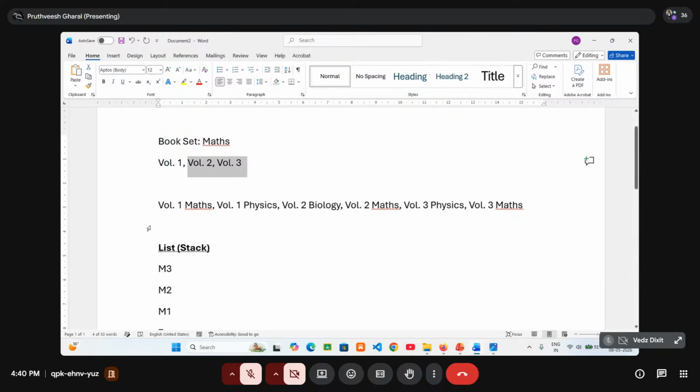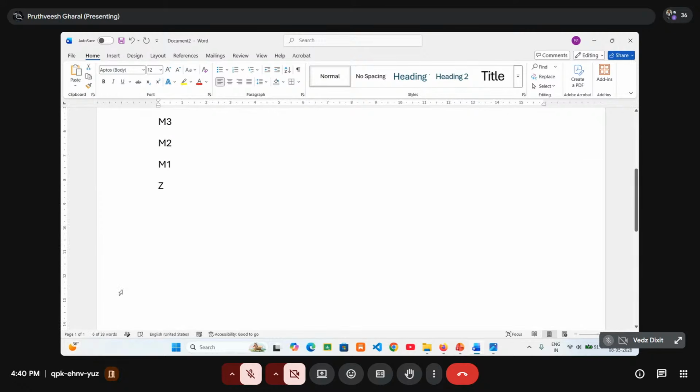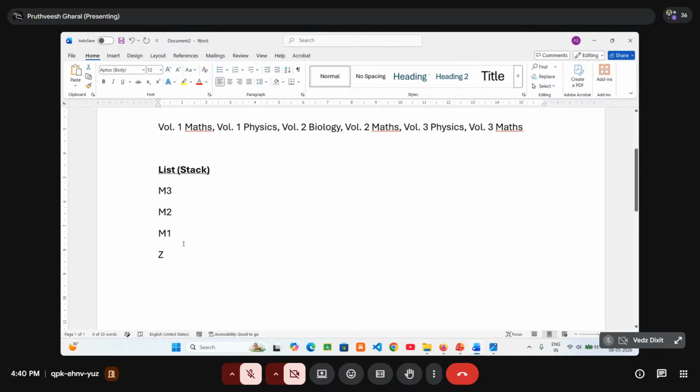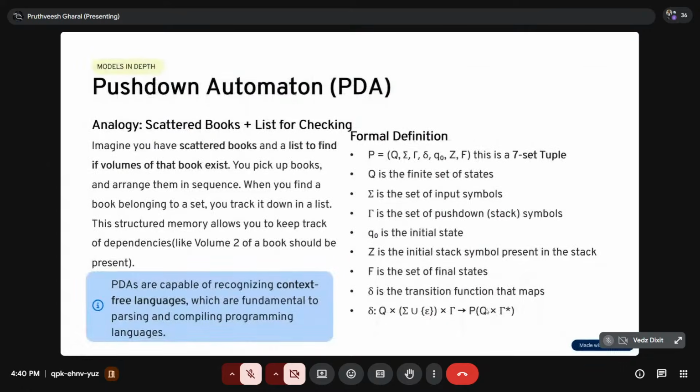Let's say there are 100 books, and within those 100 books you have to track whether or not you have found this three volume book set. That becomes difficult to track. We cannot remember from 100 books which books were of maths, which volumes they were, etc. So we use a push down automaton. We use a stack to represent which books we have found and which books we have not found. It is a simple concept.